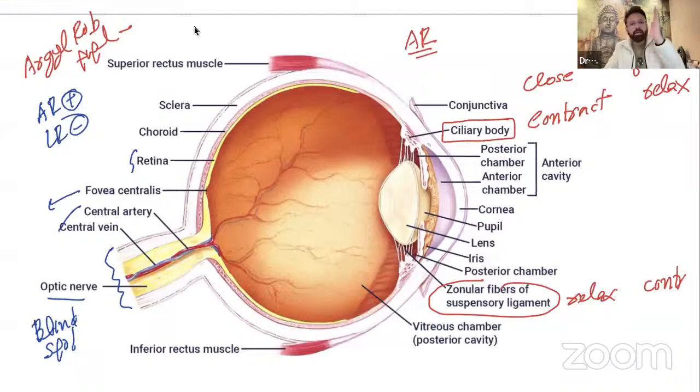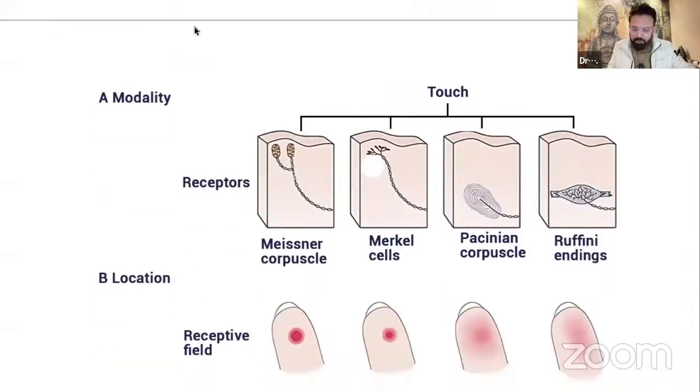Remember RCS. R is retina. It is a neural layer. Vascular layer is choroid, and the outer tunic is sclera. So this is a tunic. How many tunics are there? Outer is sclera, middle is choroid, inner is retina. This is your vitreous chamber. This is your aqueous chamber, and this we have discussed already. And this is your vitreous fluid, jelly-like.